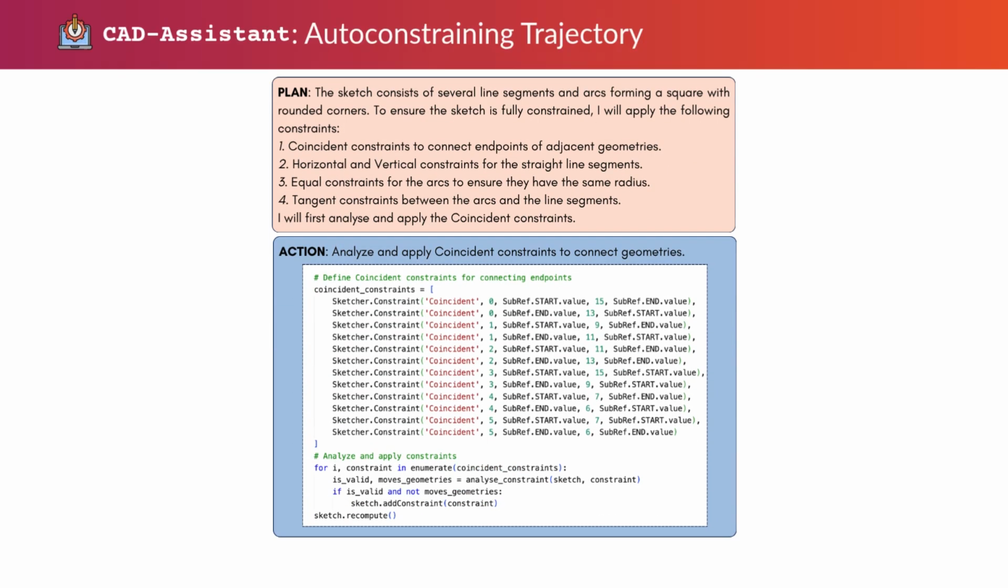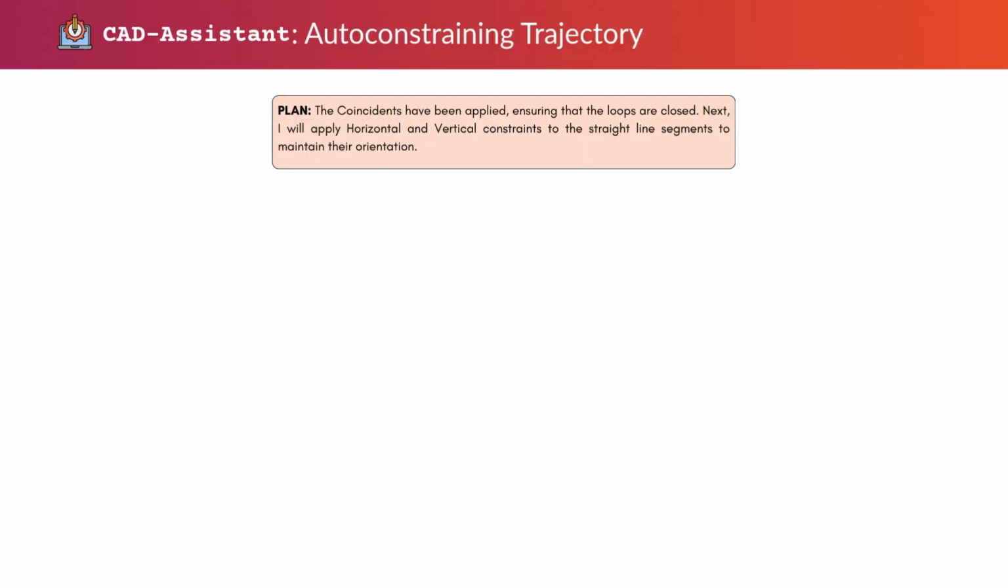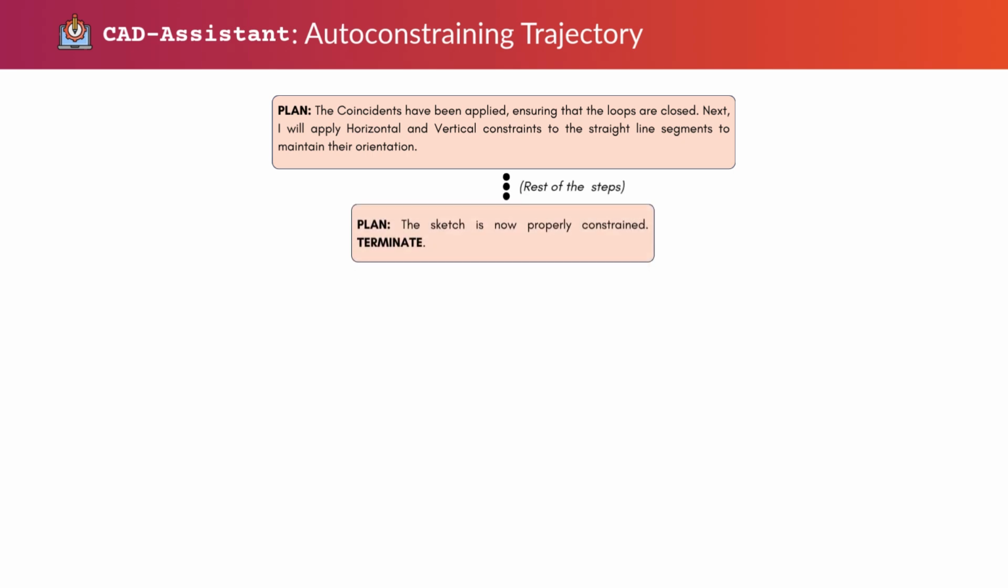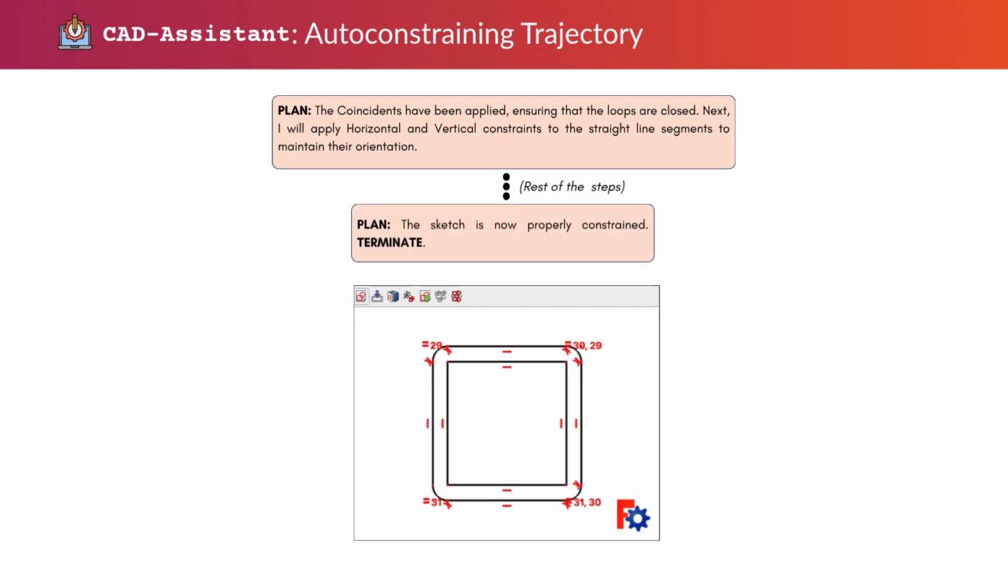After recognizing the sketch geometry, the planner generates a set of coincident constraints to connect the sketch vertices. It also uses the constraint checking utility to ensure that the applied constraints do not significantly distort the geometry. The corresponding Python code is executed, and the changes are applied directly to the FreeCAD sketch. The process continues until the planner outputs a terminate plan, marking the end of generation. At this stage, the CAD sketch is fully constrained.